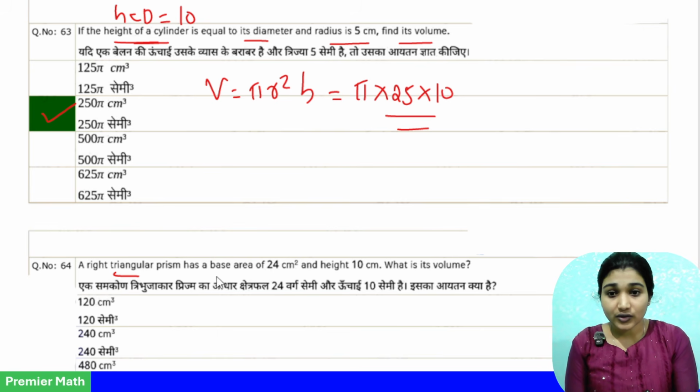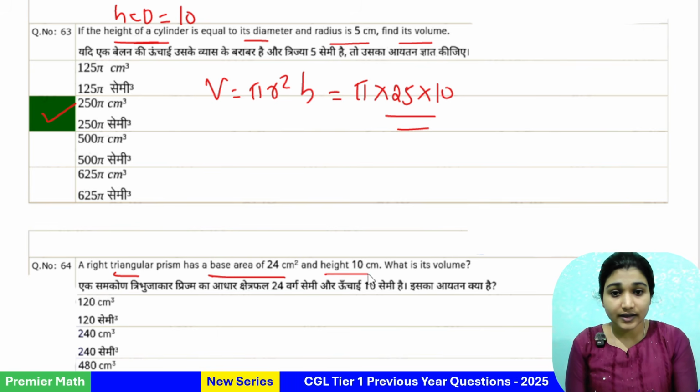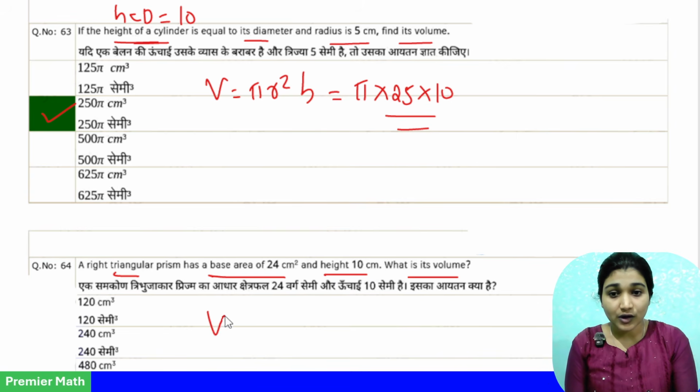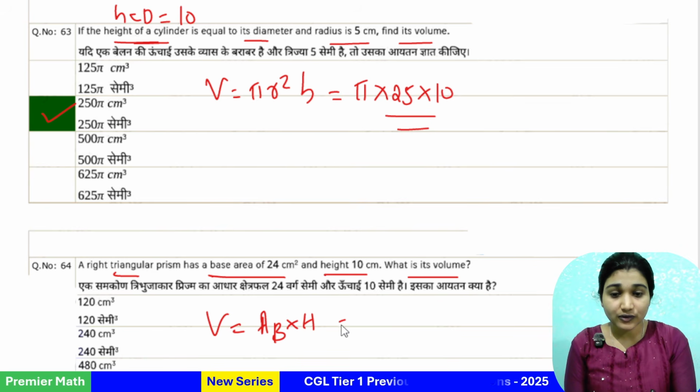A right circular prism has a base area of 24 centimeter square and height 10 centimeter. What is the volume? Volume is equal to area of base into height of the prism. Here area of base is 24 and height is 10. So 240 is your answer, option 2.